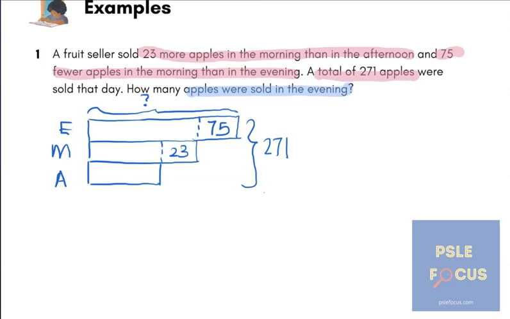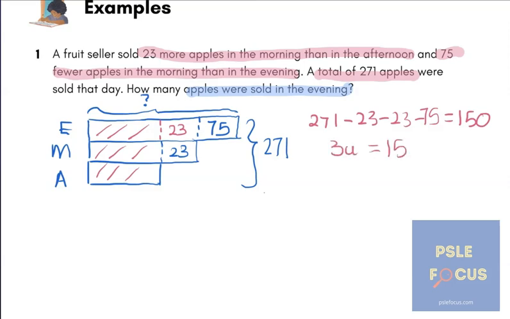So if you look at the model with me now, you will see that over here, it will be 23 too, correct? Which means that this portion here, these three parts here are equal parts, correct? So we need to find what is one equal part. So we'll take 271 minus 23 minus 23 minus 75. We should get 150. So we know there are three equal parts here, or you can call it 3 units. It's 150. So we will be able to find 1 unit by taking 150 divided by 3, get 50.